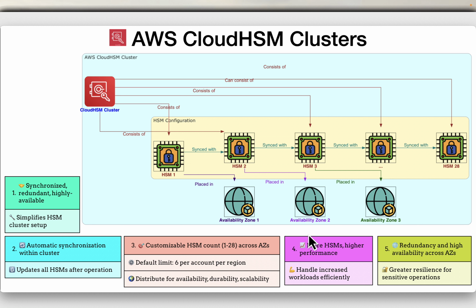So that kind of configuration is also possible. In the case of, let's say 6, you can place around 5, 5, 5 in each availability zone, and some of them you can put 4. So that's how you spread it across. But the default will be 6 per account per region. So that is the default limit.